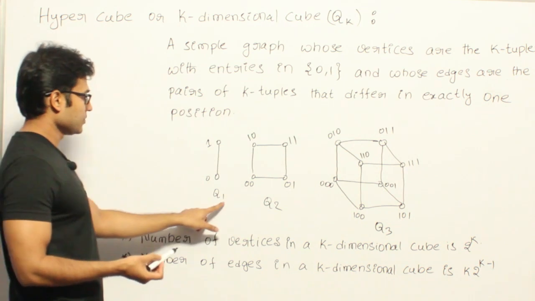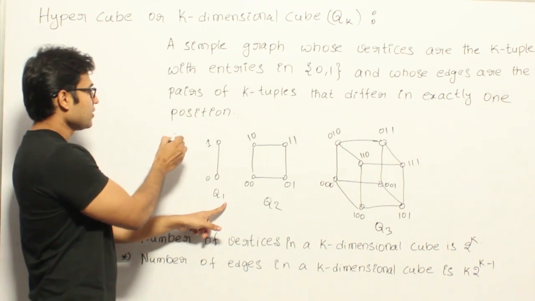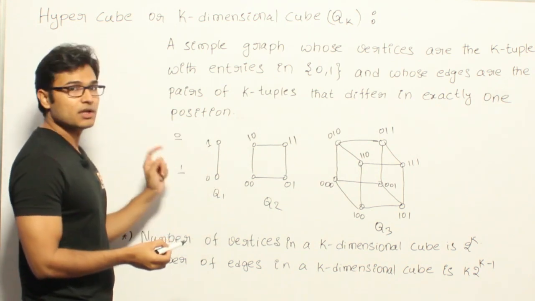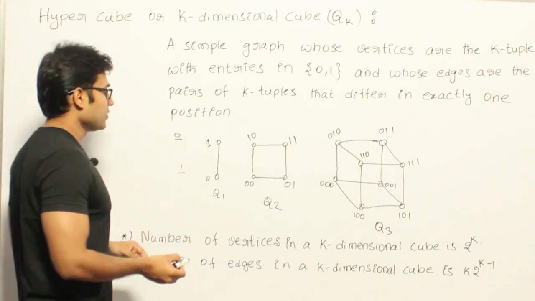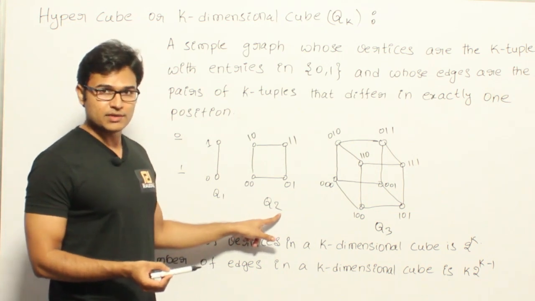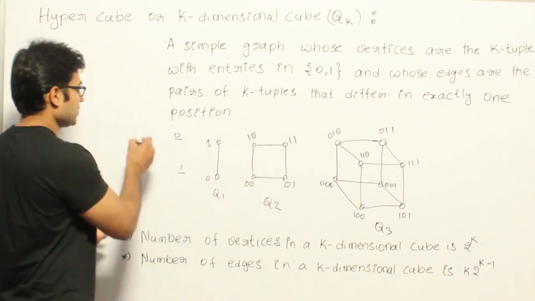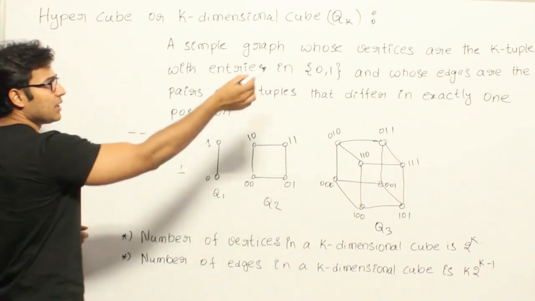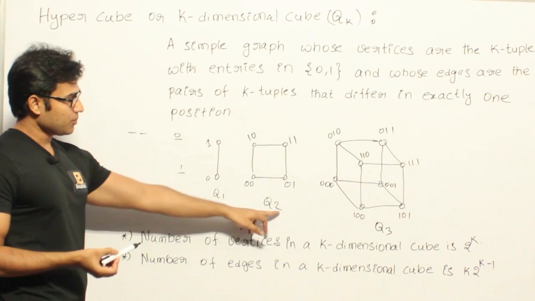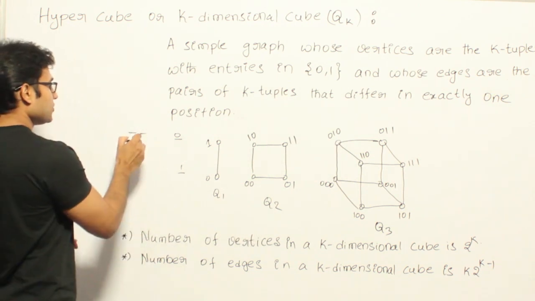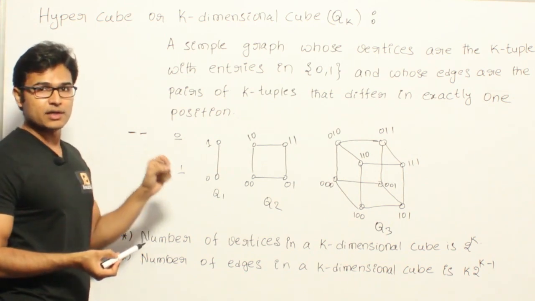If you see Q1, in this case each vertex should have only one bit. Q1 means one bit. It can either be 0 or 1, right? Now whenever these positions differ by 1, we are going to have an edge between them like this. Similarly, if you look at Q2, the vertices should be all 2-digit binary numbers. K tuples means a tuple containing k values. So a 2 tuple means a tuple containing 2 values, and those 2 values should each take either 0 or 1.